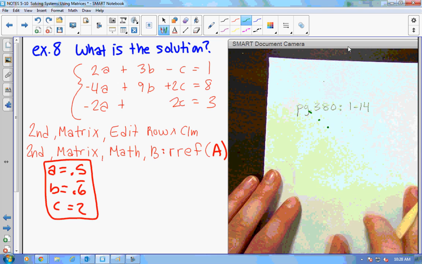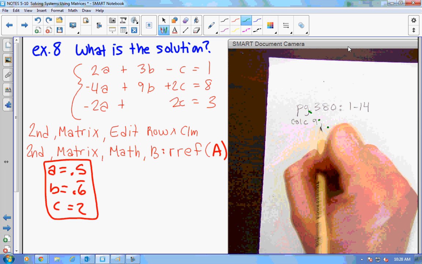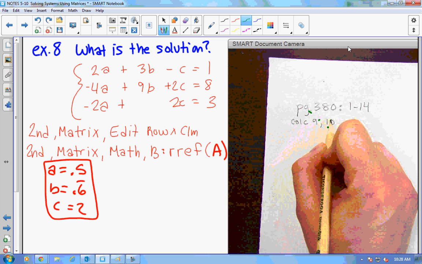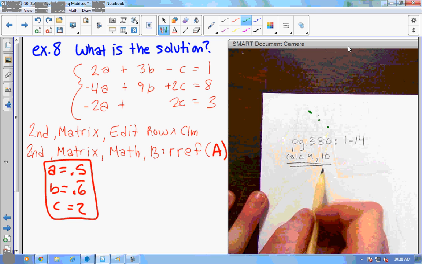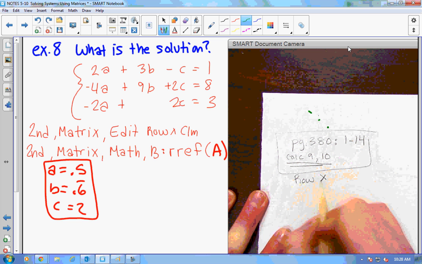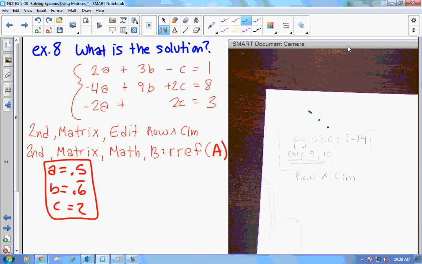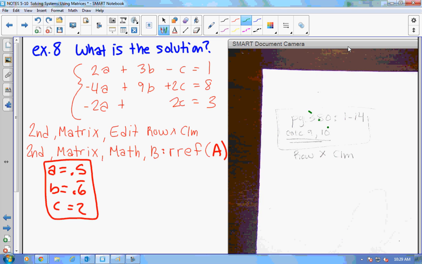You don't use the calculator until number 9. Numbers 9 and 10 are the only ones in that section where you can use the calculator. If it asks for the dimensions, remember it's row first, column second. Calculator can only be used on numbers 9 and 10. So if it's not 9 and 10, then I should see lots and lots of work.